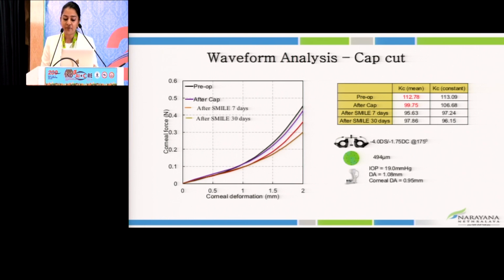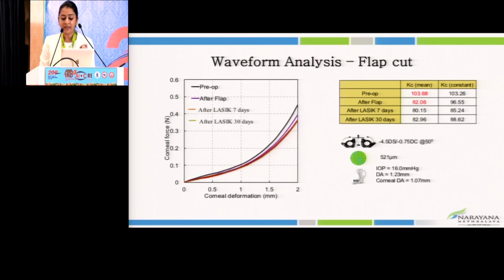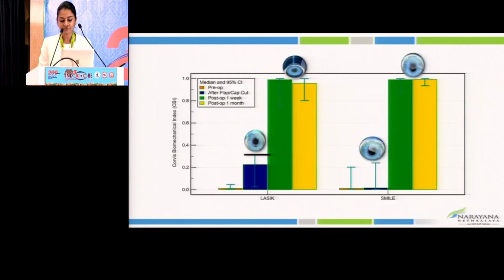This is a waveform analysis in which, for one of the eyes which underwent SMILE, we look at the corneal force versus deformation plot. So a very minimal change of corneal stiffness was observed after cap cut. In contrast to this, in the LASIK eye, we can see that there was a drastic drop in the corneal stiffness just by cutting the flap.